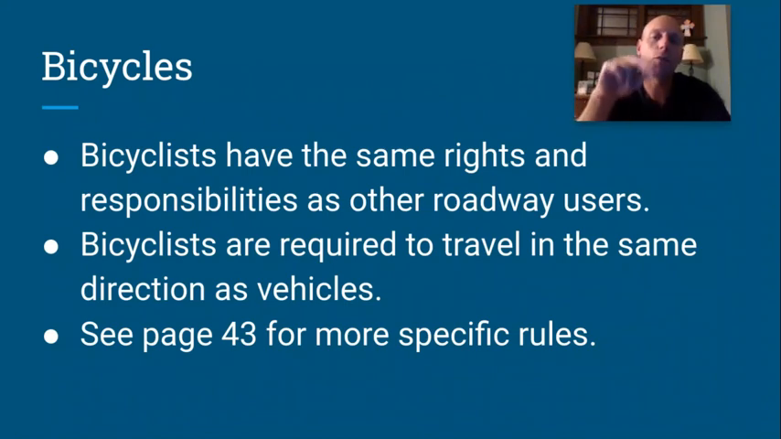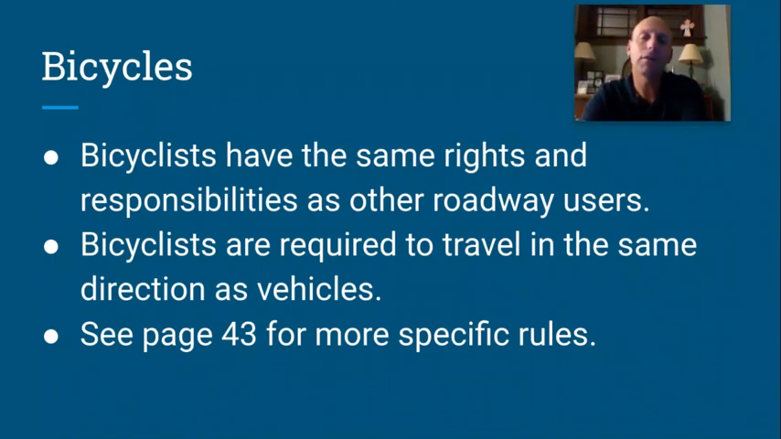Bicyclists have the same rights and responsibilities as other roadway users. What does that mean? That means that when you're out there riding your bicycle, you're supposed to use your turn signals. You're supposed to stop at stop signs. You're supposed to stay in your lane. If you don't, and an accident is caused, you're going to be liable for it. If you're breaking the rules of the road and you cause an accident, you're the one that's going to get a ticket for it. So you need to be aware of that. Not to mention you could get badly hurt, and you certainly don't want that.